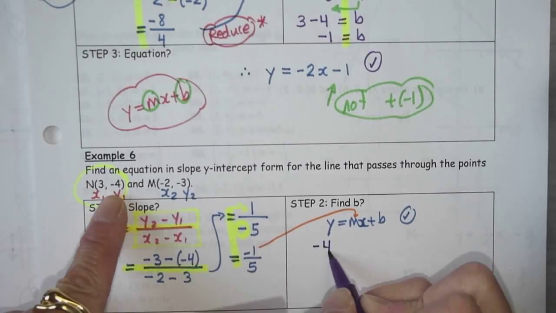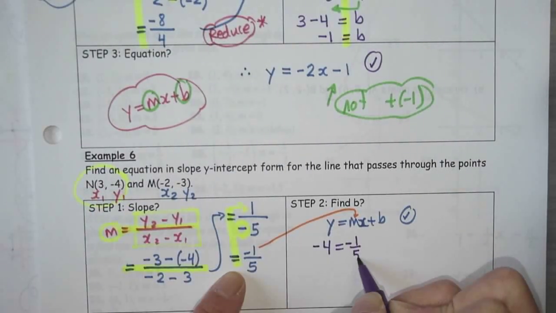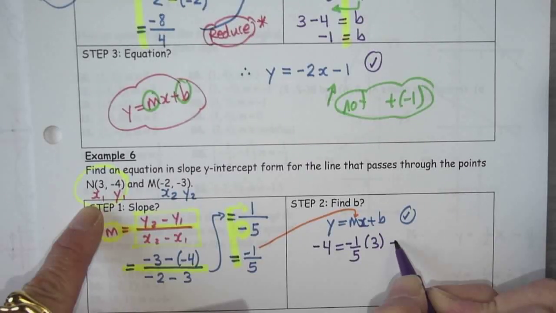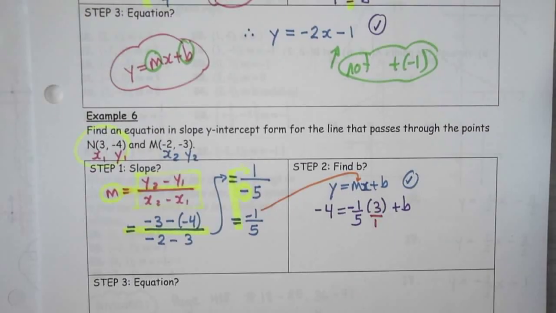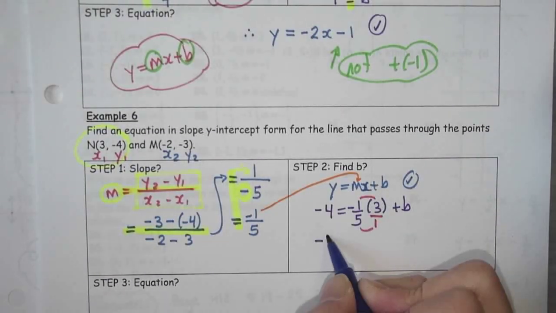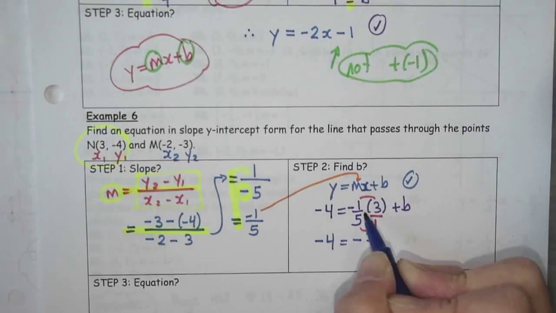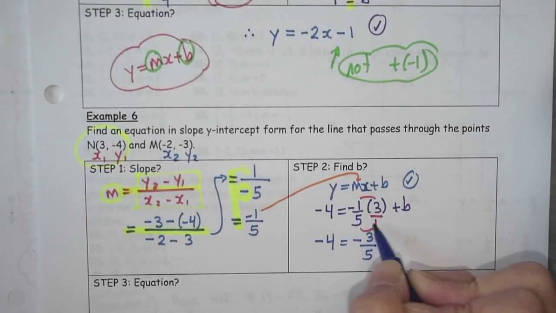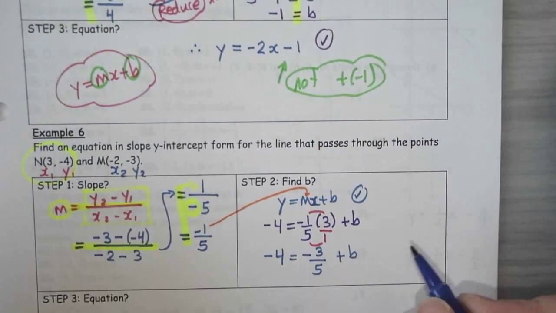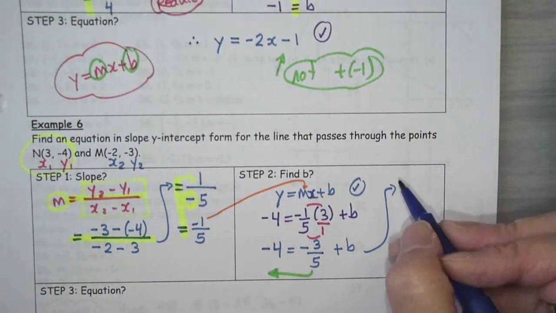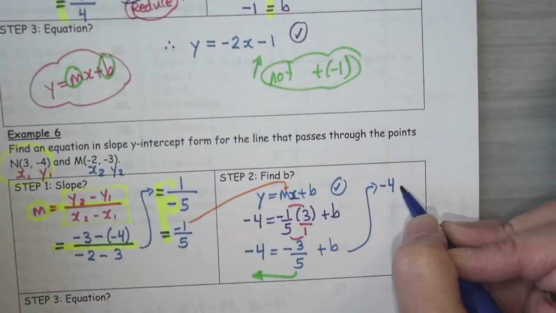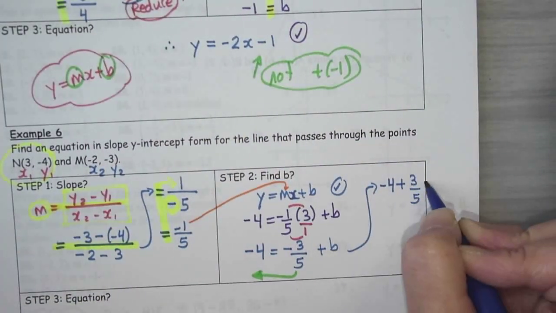My y is negative 4, m is negative 1 over 5, x is 3 plus b. What did I say about whole numbers with fractions? I always put it over 1. You want to multiply first, so we're going to do this part first, and we're going to get negative 4 equals negative 3 over 5. Numerator times numerator, denominator times denominator. Not done yet. The next step we always had was to bring this over. Okay, so it's always the same process. Multiply, then bring it over. So this will be negative 4 plus 3 over 5 equals b.